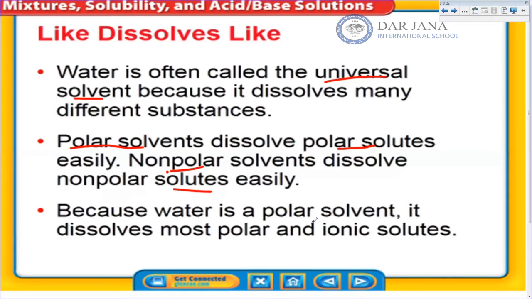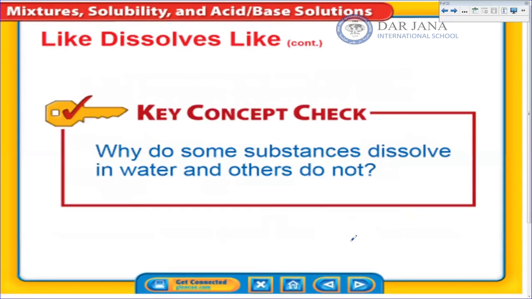Also, water is a polar solvent. Pay attention and keep in mind that water is a polar solvent. It dissolves most polar solutes. So it dissolves polar solutes in addition to ionic solutes. So both polar and ionic solutes. How?